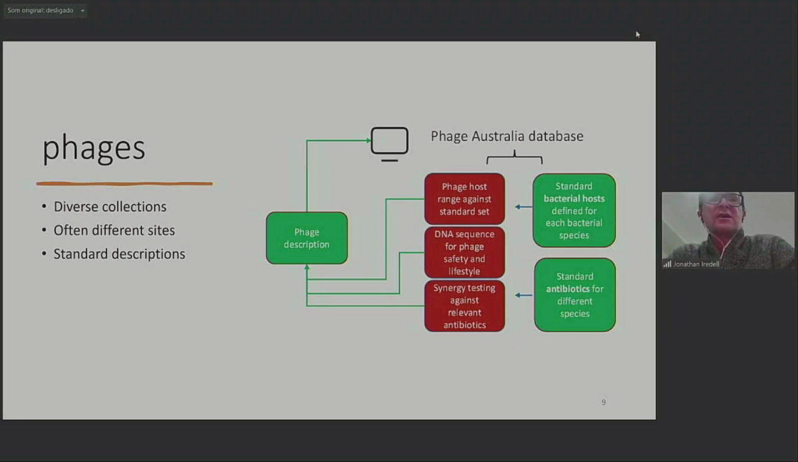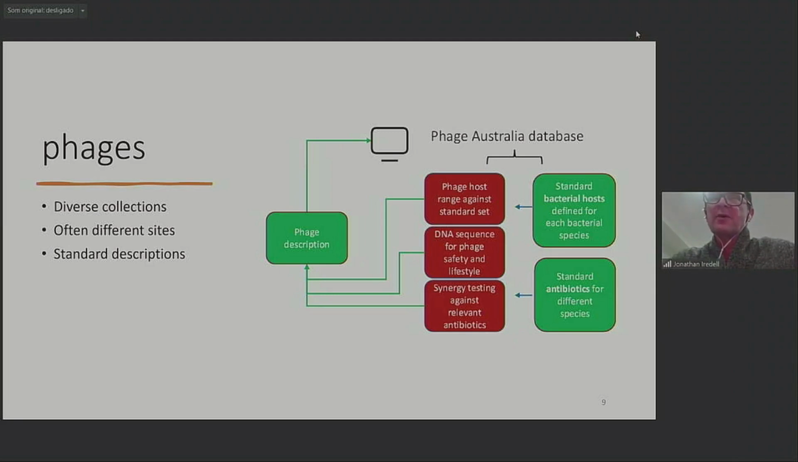Similarly, obviously, you need to describe the phage itself carefully, and the most important thing is to be confident that it is exclusively lytic. That is to say, it is not likely to integrate into the host, but rather simply to destroy it. And that kind of information is readily derived from the DNA sequence of the phage. So simple genomic sequencing solves a lot of those problems.